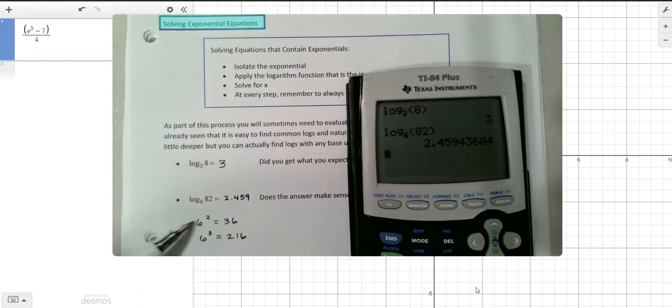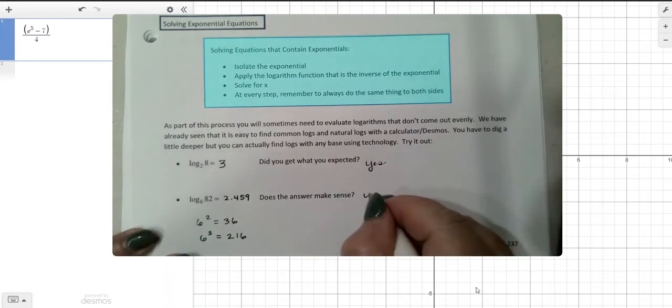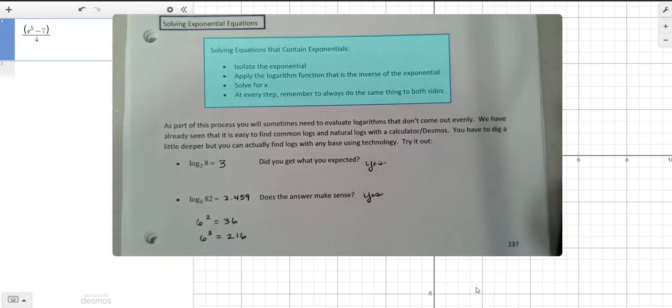And again, notice it was between 2 and 3, just like we expected, so I can say yes, that answer does make sense. Okay, I'm going to go over to Desmos and we're going to redo both of those examples using a Desmos template.